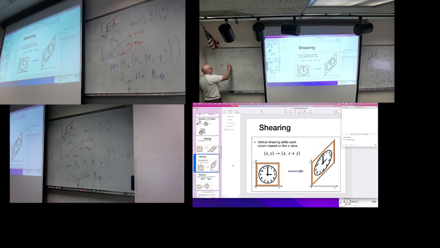M2. Help. This one. And M3 is what we just said, cosine minus sine, sine and cosine, but of positive theta.